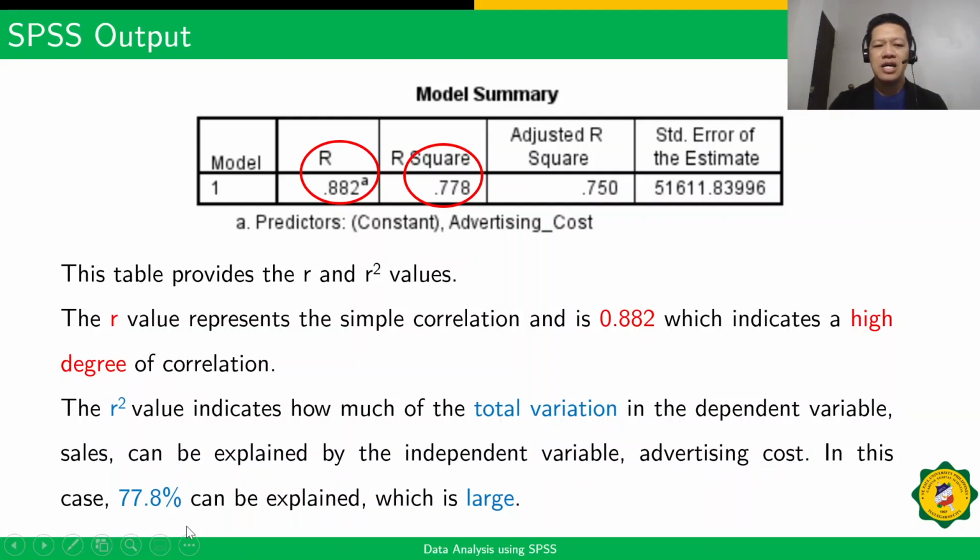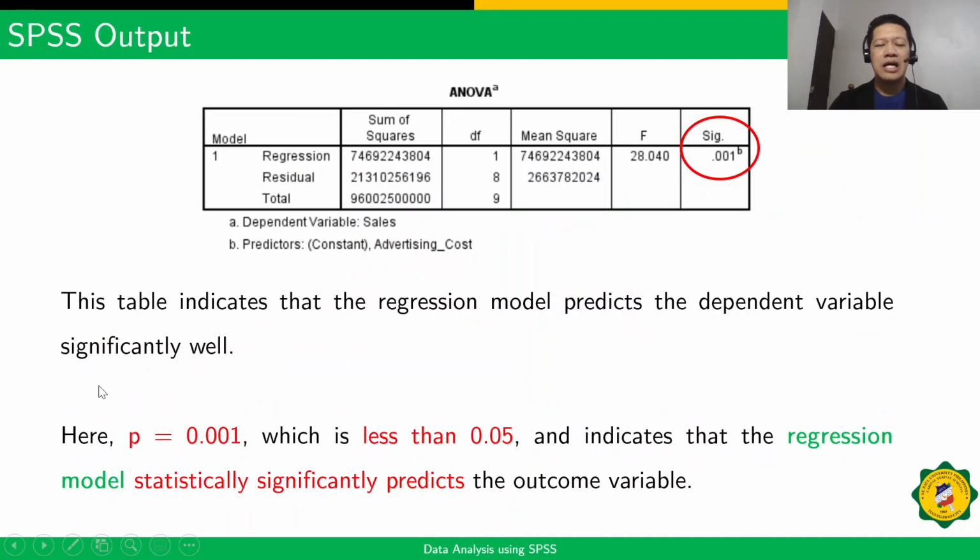In this case, 77.8% can be explained, which is actually large. Okay, this R squared is called the coefficient of determination. The other table is the ANOVA table, wherein this table indicates that the regression model predicts the dependent variable significantly well. Why? Because of this value of the P here, which is 0.001, less than 0.05.